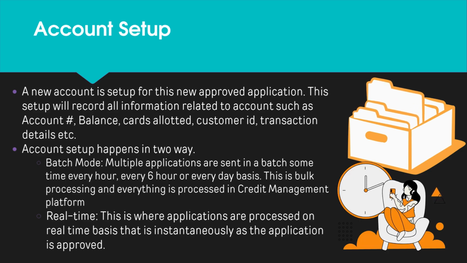With batch processing, multiple applications are handled at once, in bulk, which might happen every few hours or daily. On the other hand, real-time processing sets up your account immediately after approval, allowing you to access your card faster. For instance, if you're applying online and your card is approved instantly, that's real-time processing in action.